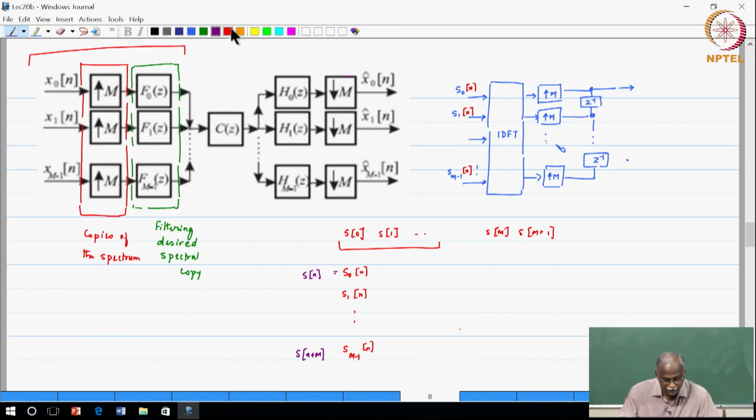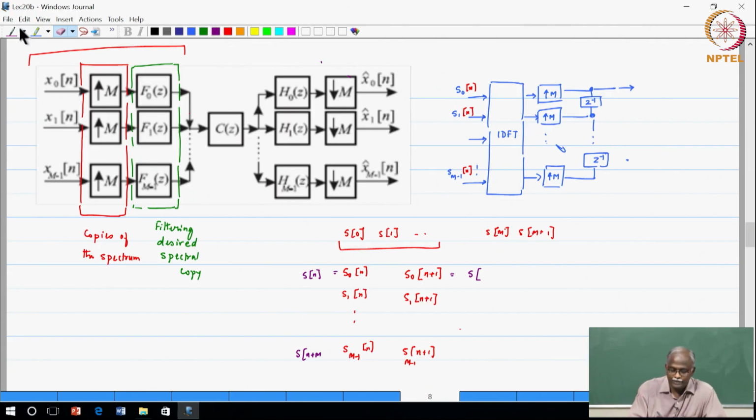The second vector, basically we would label it as S0 of n plus 1, S1 of n plus 1, basically the next time index, SM-1 of n plus 1. So, this would correspond to, again it is a continuous stream of data. This would correspond to S, I think this would be nM minus 1, I am sorry.